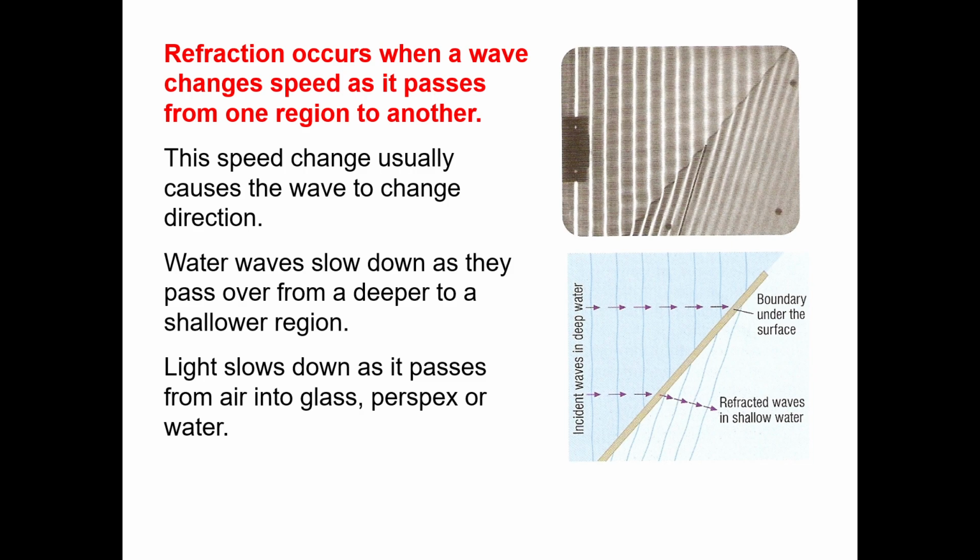Refraction occurs when a wave changes speed as it goes from one region to another. In almost every case, it will also change direction. The only time it wouldn't change direction is if it was incident along the line of the normal, which we'll come on to later on. Then it wouldn't change direction, but it would change speed. You can't see the change in speed on a diagram, but you could see the direction change, which, as I said, happens in pretty much every case. Water waves slow down as they pass from deeper to shallower regions, and you get the ripple tank out.